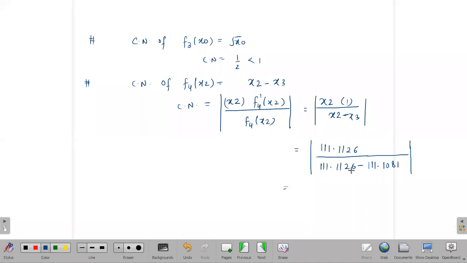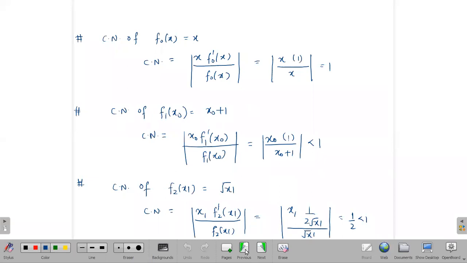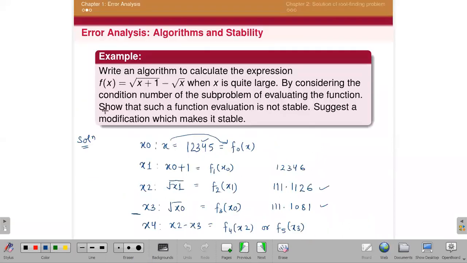So find the condition number in this case. Now you have particular values. Quite large. So it will be greater than or equal to 1, means far away from 1. So in this case, you are getting instability here. Means in the last step, you are getting instability. So this algorithm is not stable, you can say. So we have shown that this given expression, this function evaluation, is not stable.